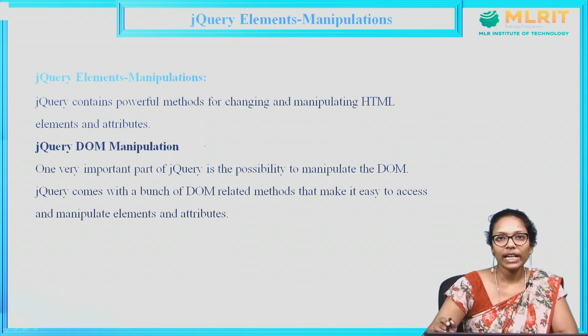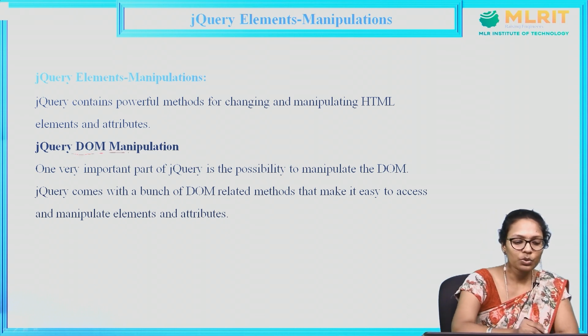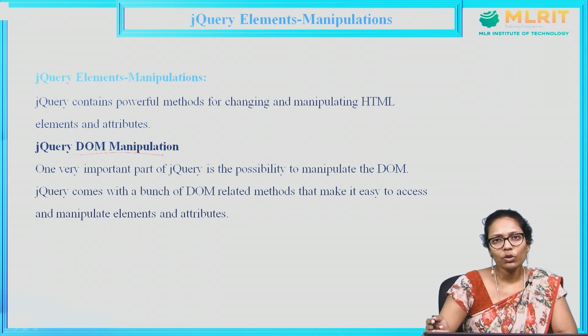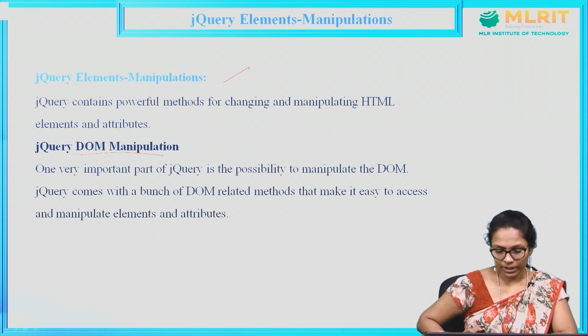jQuery contains multiple methods to perform manipulations, updations, to erase the data and so on. For different actions, we have different methods in jQuery. The main aim of jQuery is to do DOM manipulation. We know DOM, the Document Object Model, is how to access an HTML document and manipulate its elements. To do that, you're going to use element manipulations.